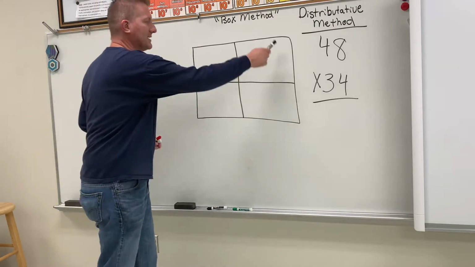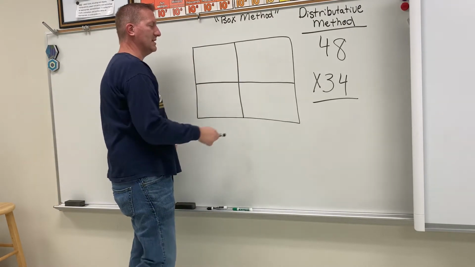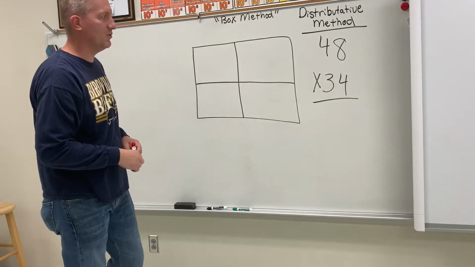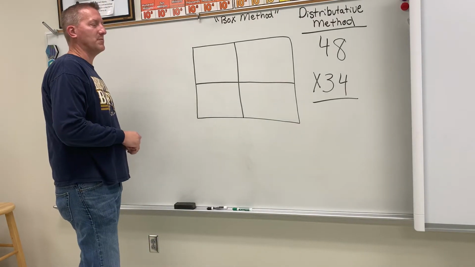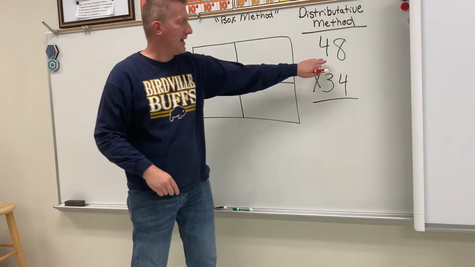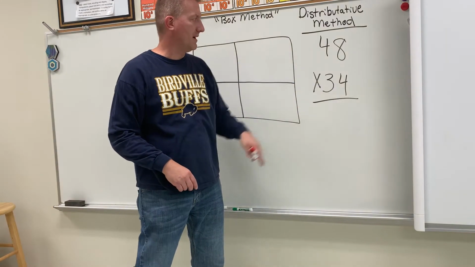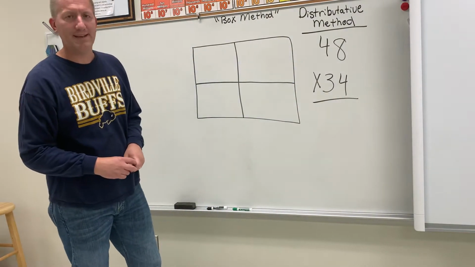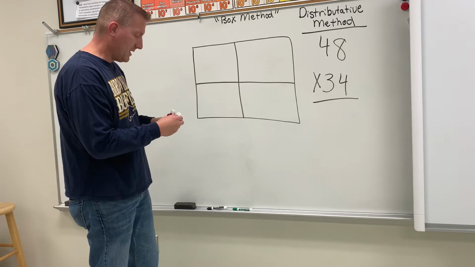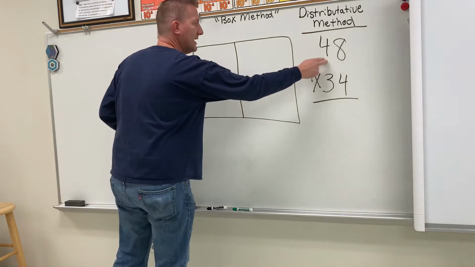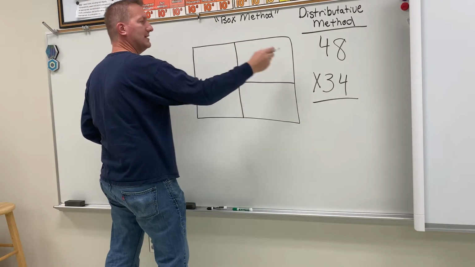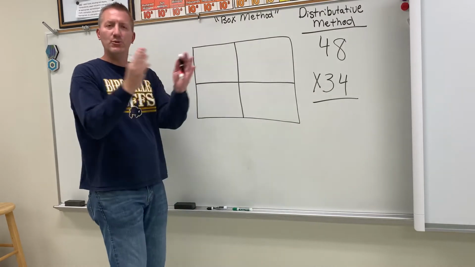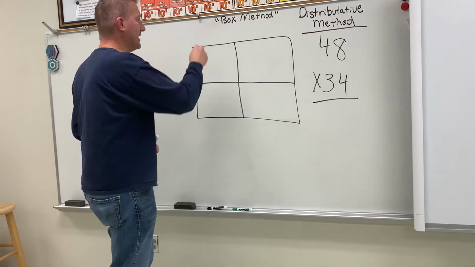Today we're going to be talking about the distributive method, and it's also called the box method. It's called the box method because you use this box to make the problem. So if you have a problem like 48 times 34, what you do first is you take the 48 and you expand it into expanded form.